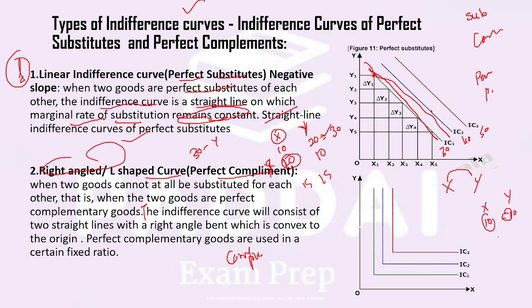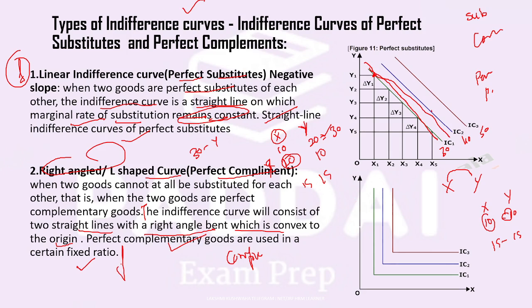Complemented, 10 के साथ 10 ही चलेगा, 15 के साथ 15 ही चलेगा. So when they are complements, they have a fixed ratio. They are complementing each other, right? So the indifference curve will consist of two straight lines with a right angle bend, which is convex to the origin. Perfectly complementary goods are used in a fixed ratio.